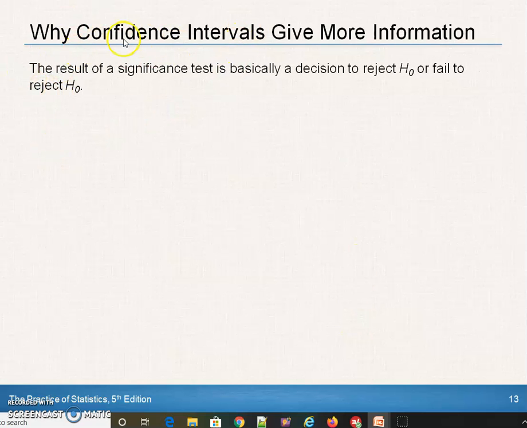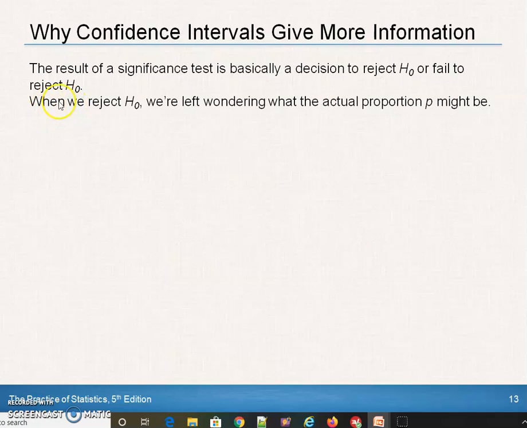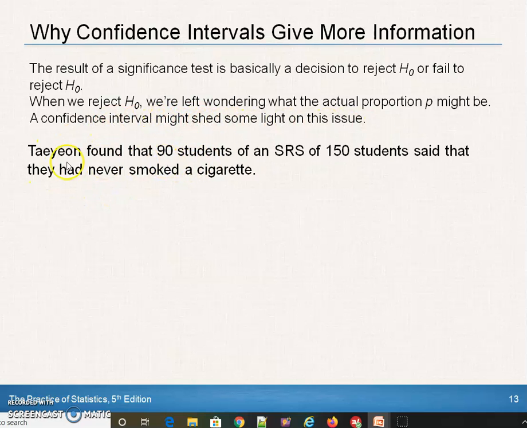So we learned about confidence intervals in the last chapter. Why do they give more information? Significant test just says either reject or fail to reject. If we reject, we're left wondering, okay, what is the actual proportion? A confidence interval might shed some light on that issue.